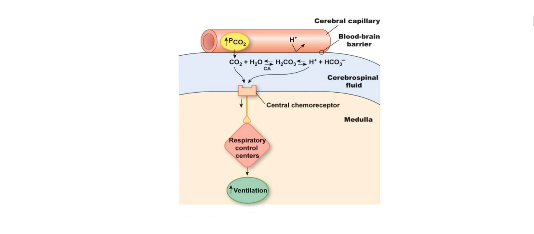I believe this one is from the Guyton book or the Berne and Levy, and it shows just exactly what is happening here. You have a cerebral capillary at the top, and you have your blood-brain barrier. That CSF is where your central chemoreceptor is located in the medulla. So as the CO2 diffuses across the blood-brain barrier, because it's a gas, it can be converted into those protons and bicarb, and those central chemoreceptors right there at the pia mater are going to be able to send a signal into the medulla to elevate ventilation.